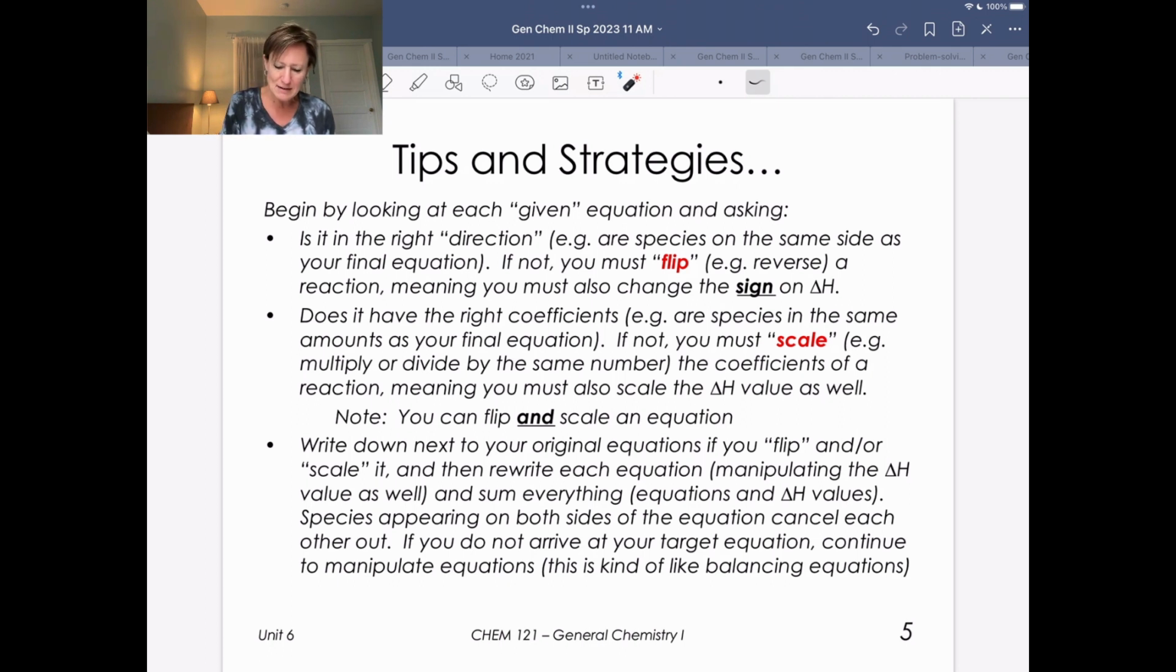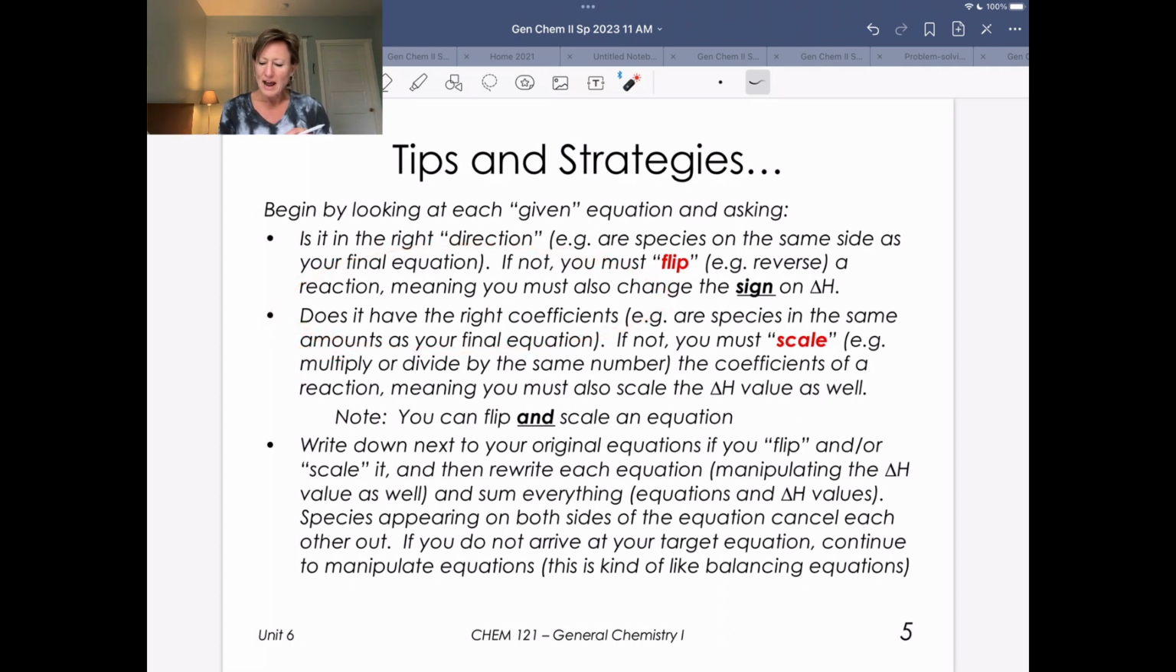You want to begin by looking at each given equation, and you're going to ask: is that equation in the right direction? Remember, we're comparing this to a target equation, our final equation. Are the species on the same side as we'd expect them to be in our final equation? If not, that is an equation that you need to flip. You're going to reverse the reaction, meaning that reactants become products and products become reactants. That also means you need to change the sign on delta H. So if it was exothermic, negative, it becomes positive, endothermic.